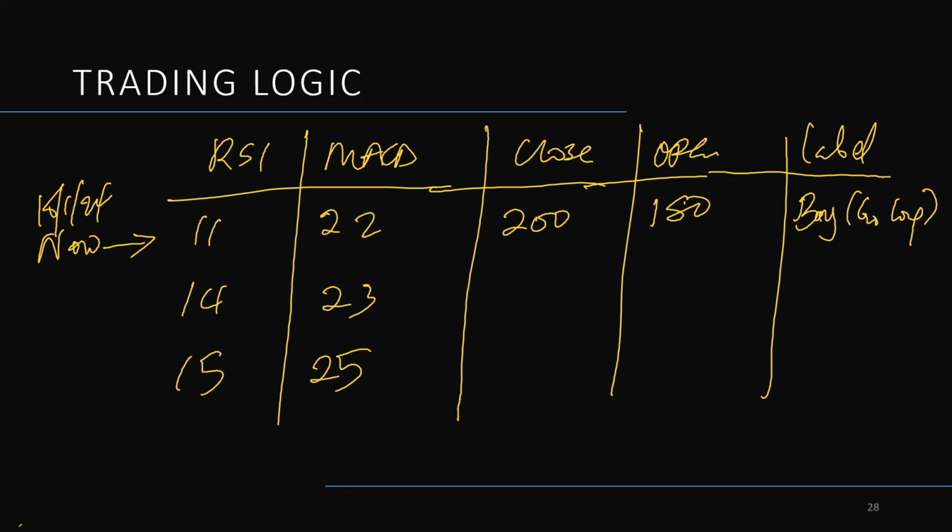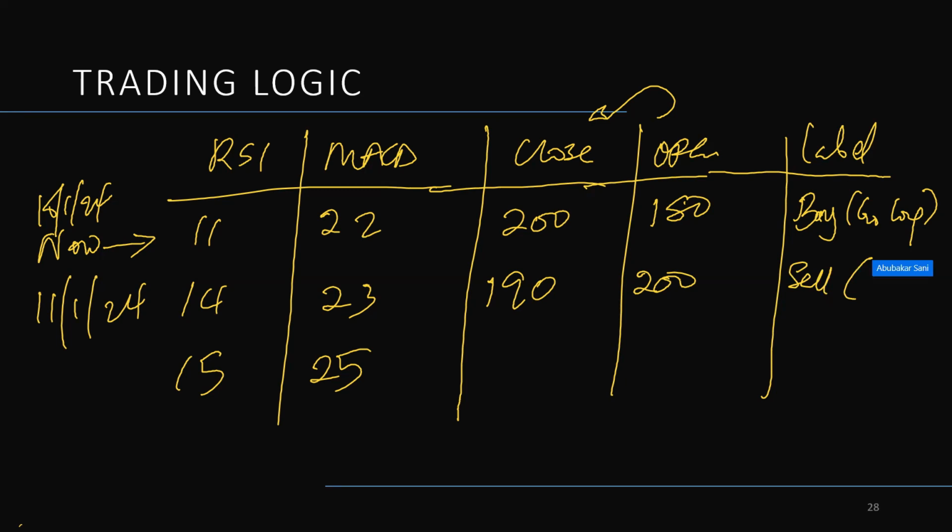All right, for this one, I should have put the open here, but anyways. Now let's say yesterday, this is 11/1/24 for example, it opened at 200 because the previous day it closed at 200 for example, and the price was 190 at close. So we can see that this is falling, right? So of course what we would like to say is sell or go short. So this is going to be the table.